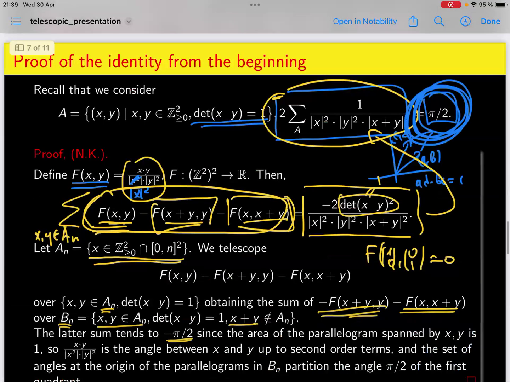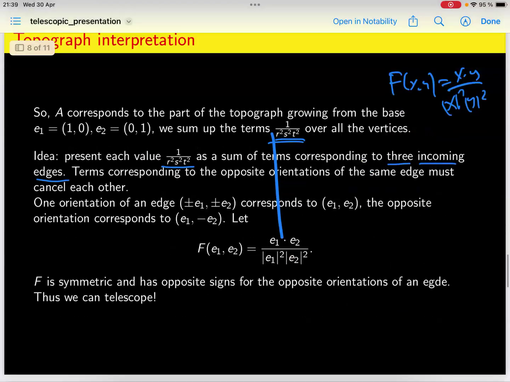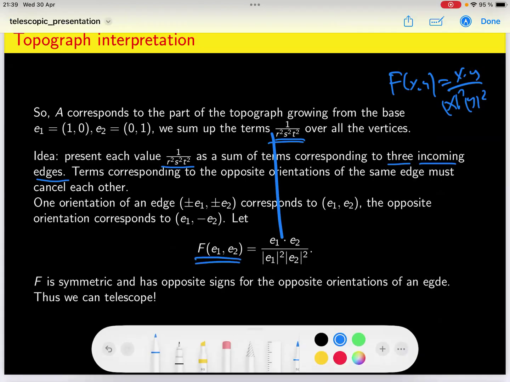So here I just need to say that if I have an edge, the edge corresponds to the basis E1, E2, and my function f is just like that. And if I orient my edge with opposite orientation, it corresponds to E1 minus E2. And this thing is antisymmetric. So it's minus f of E1 minus E2.